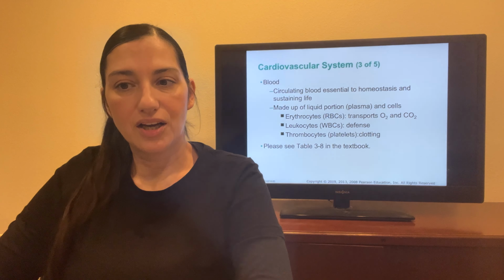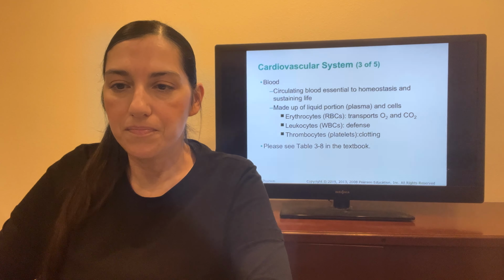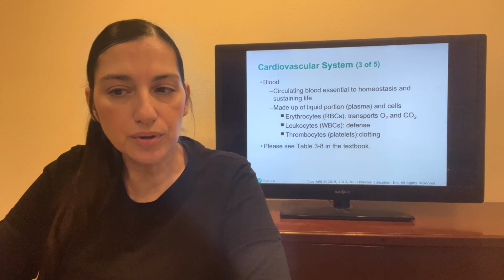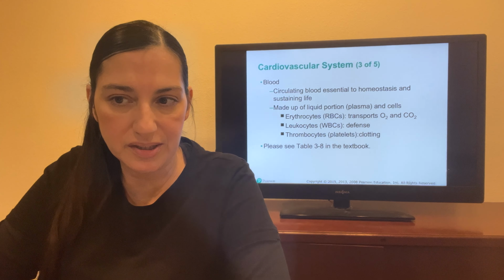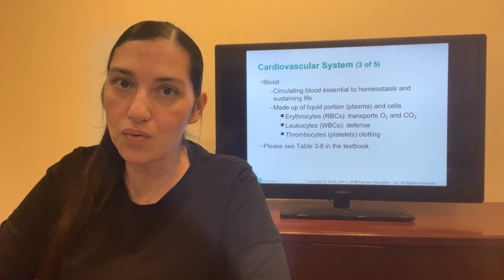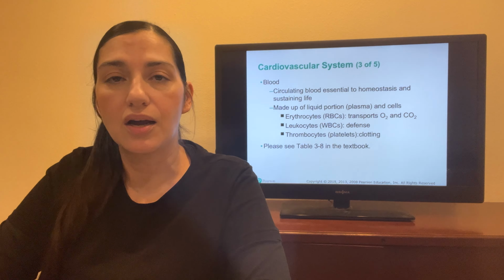Blood. Circulating blood is essential to homeostasis and sustaining life. It is made up of a liquid portion, plasma, and cells. Erythrocytes, RBCs, red blood cells, transport O2 and CO2. Leukocytes, white blood cells, WBCs, are for defense. Thrombocytes, the platelets, are for clotting. Please see Table 3-8 in the textbook.